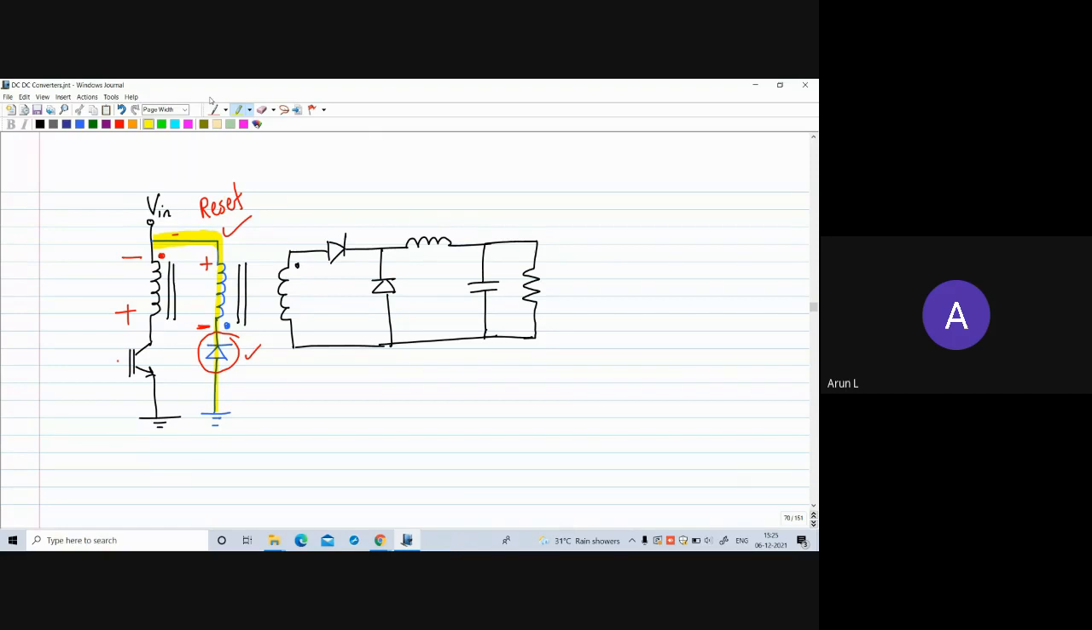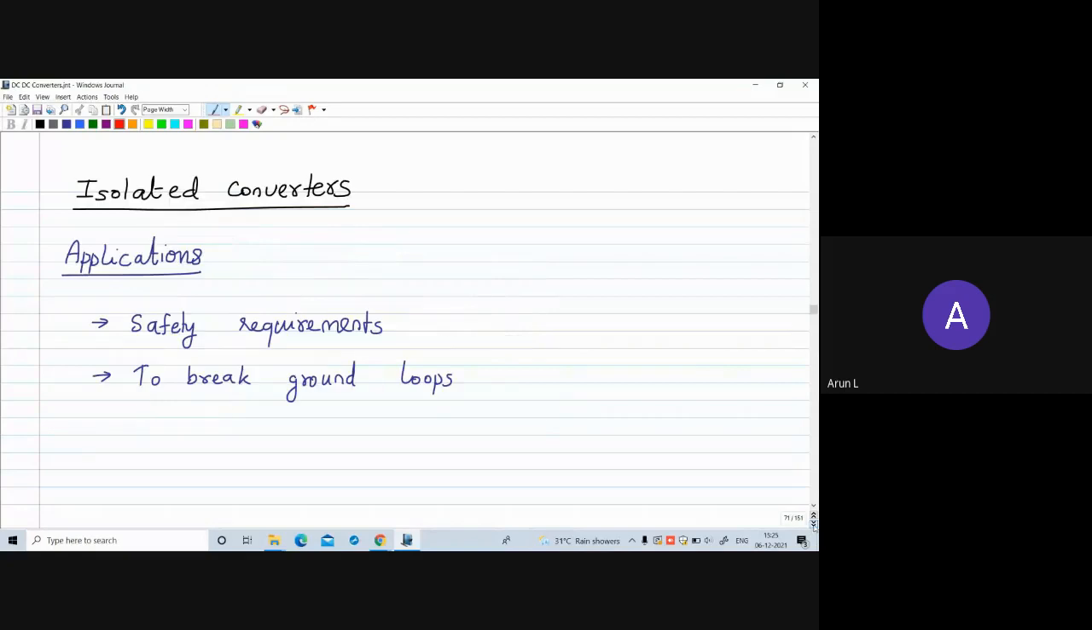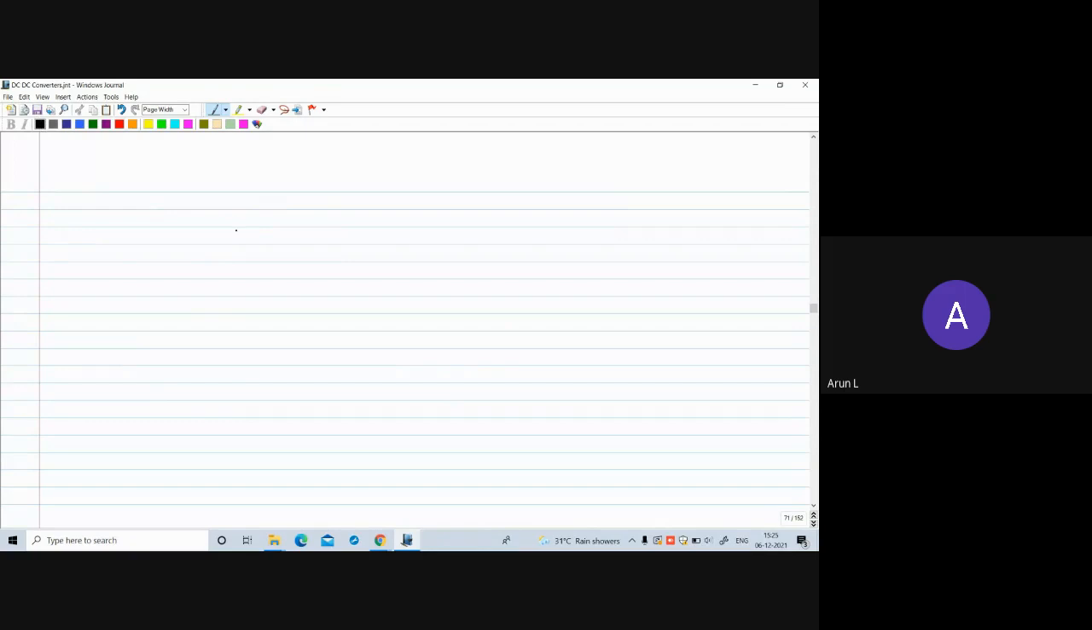There are different arrangements to reset this flux in the core. This is one such arrangement. There can be another solution using a diode and a resistance like this. If you want to avoid using a coupled inductor, we can use something like this. So this is our circuit. Here on the primary side, we will provide one more diode and a resistance. This is another solution.